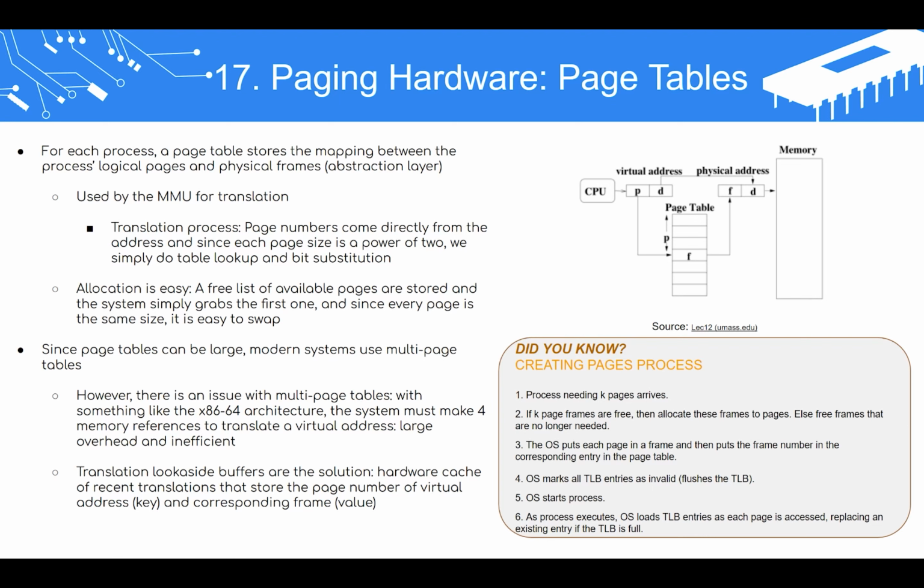And to create pages, we follow this general process. We're going to allocate K page frames, freeing the old ones if they're not needed to make more space. The pages are going to be put in the frame, and the frame will be put in the page table. The OS is going to flush out the TLB, and the process will be started. And as the process executes, the TLB entries are loaded as pages are accessed, and entries get replaced if the TLB becomes full.